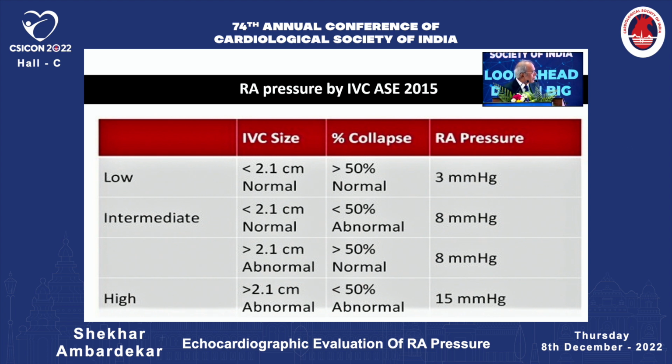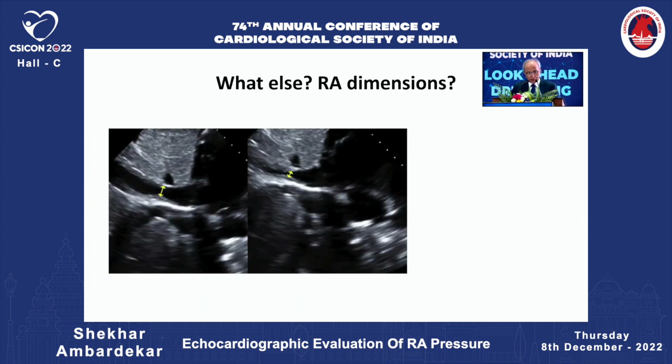If both are not happening, that is IVC is dilated and collapse is less than 50%, then the pressure is considered to be 15. And if one of the two is right, that means either IVC diameter is normal but collapse is less, or IVC is dilated but collapse is good, for them it is considered as 8. Okay, so that has been made very simple, easy to remember also. So in day-to-day practice, we can use it. Okay, we are looking at this IVC diameter and collapse.